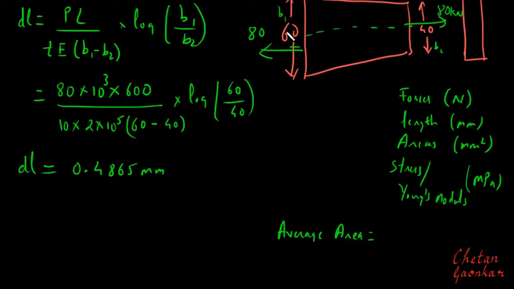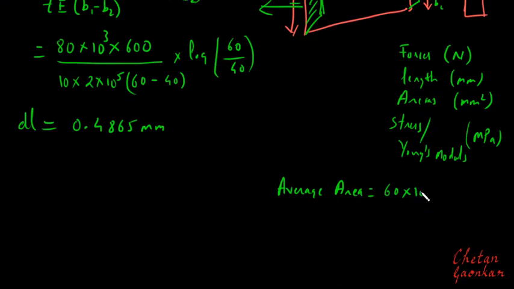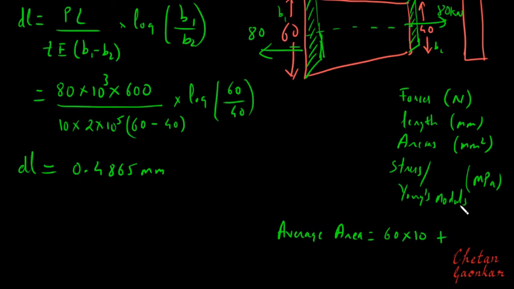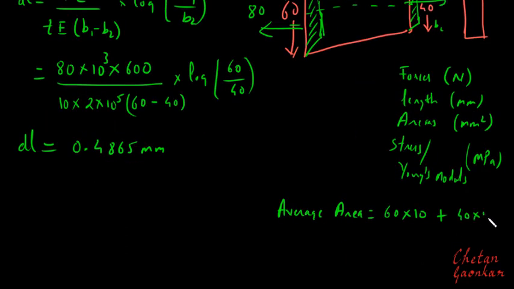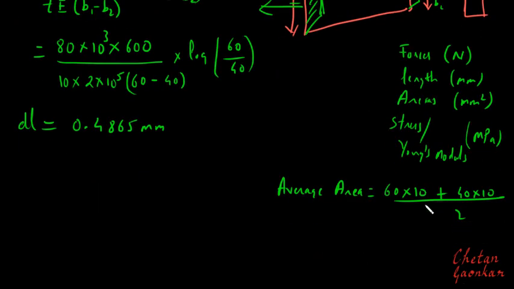It will be this cross sectional area at this place plus this cross sectional area, and then we will have to divide it by 2. So basically it will be 60 multiplied by thickness 10, plus 40 multiplied by 10, divided by 2. This will give us the average area over the length, and we find this average area is 500 mm square.